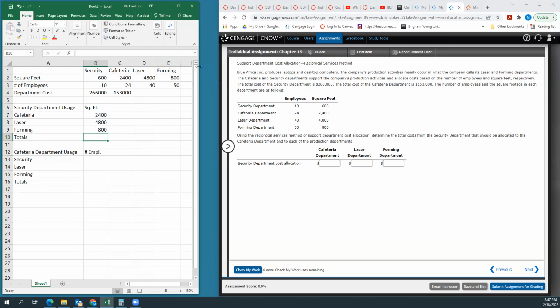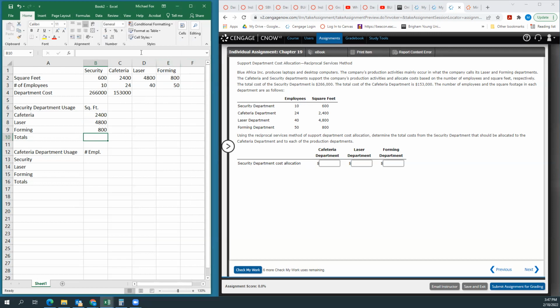The total, let's see, is 8,000 square feet. So for allocating purposes, we'll just take the square footage of the cafeteria, divide that by the total. Same thing for laser, square footage of the laser, divide that by the total. And the same thing for the forming.